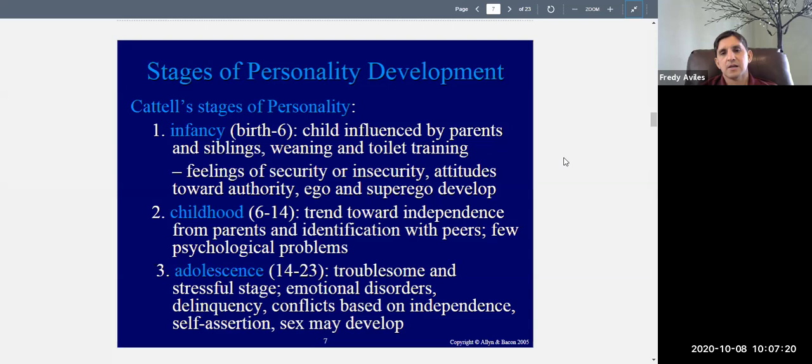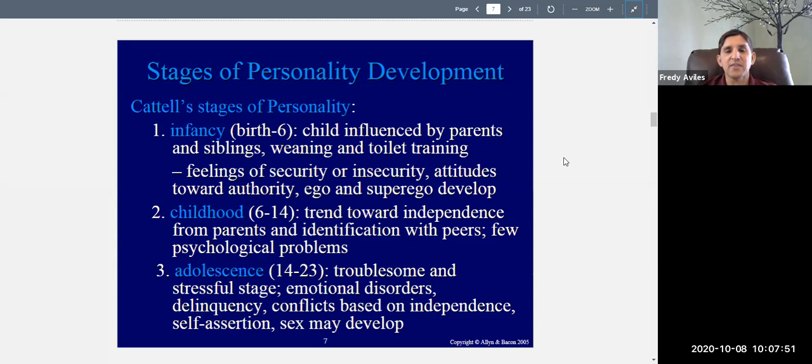Childhood, he called childhood 6 to 14, okay? There's a growing trend toward independence. Children's peers become more influential, but about age 6, right? Children can have friends before that, but before that, it's like your friends are anybody who's in your class, anybody who's near you, right? But about age 6, peers become basically more important, and friendships become more real and based on similarities, right? And things you do together rather than just anybody, right?